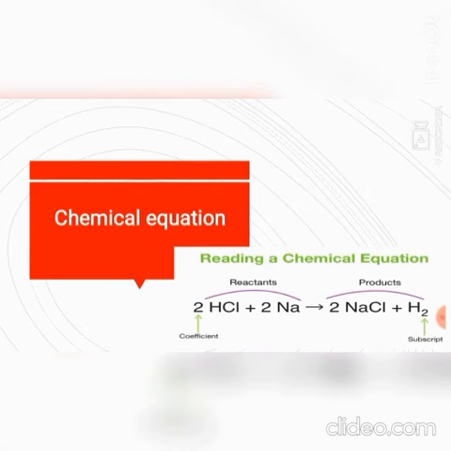Here in the picture you can see a chemical equation example. HCl plus Na gives NaCl plus H2, which means hydrochloric acid reacts with sodium and gives sodium chloride plus hydrogen. So this word form is written in equation form.